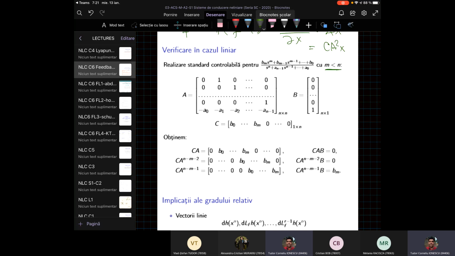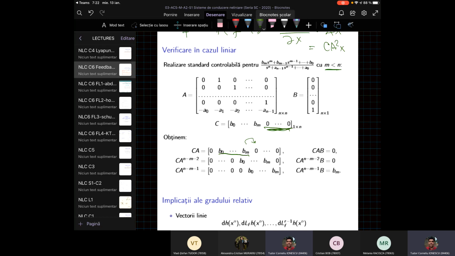So this is the controller canonical form. Usually what you do is you fill up b0 to bm, and then you fill up with zeros. So CA is this one. CA to the power n minus m minus 2 is this one. If you see these coefficients, they just shift along as you increase the power.